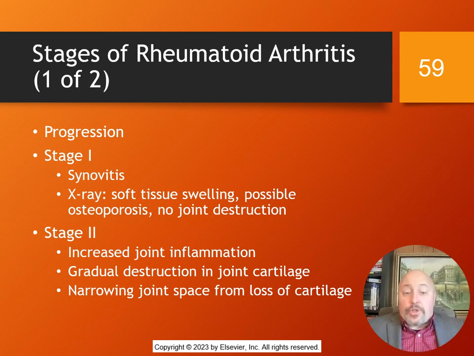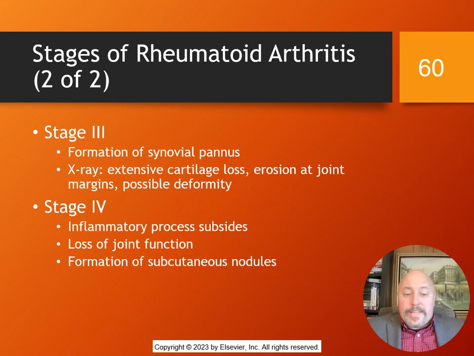Rheumatoid is a condition of slow progression. In stage 1, you have that synovitis, with an X-ray showing the soft tissue swelling with possible osteoporosis, though no joint destruction present. Following up with stage 2, we've got that increased joint inflammation, a gradual destruction of that joint cartilage, and a narrowing of the joint space from the loss of that cartilage. In stage 3, we have the formation of synovial pannus, and an X-ray would show the extensive cartilage loss, erosion at the joint margins, and possibly even a deformity. And then finally, at stage 4, we have that inflammatory process subsiding with a loss of joint function and the formation of subcutaneous nodules.